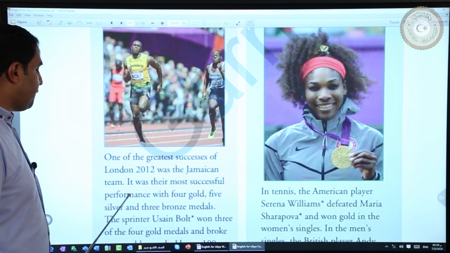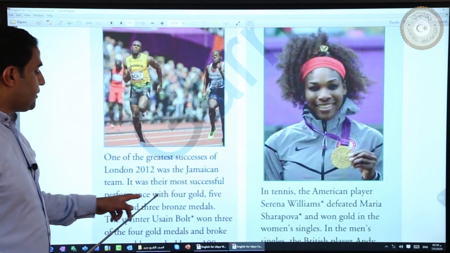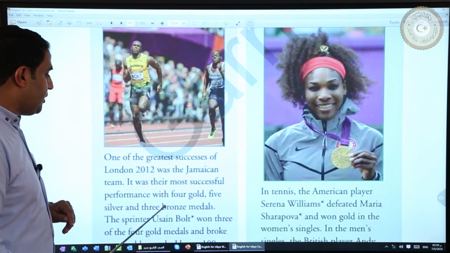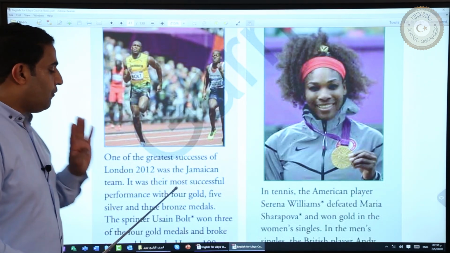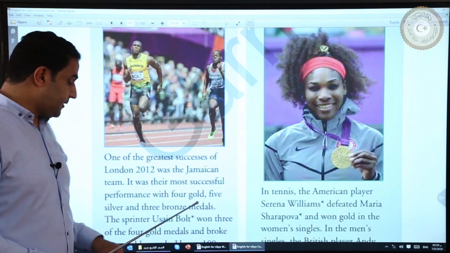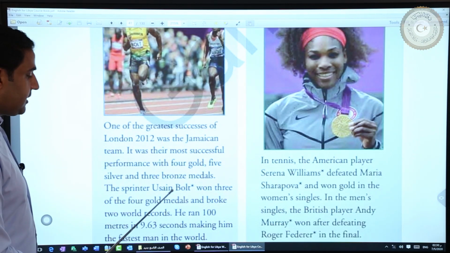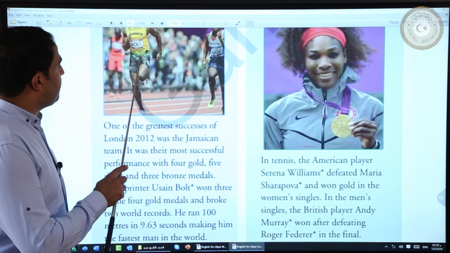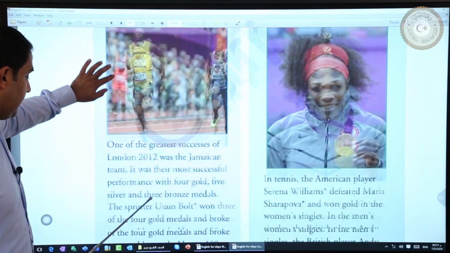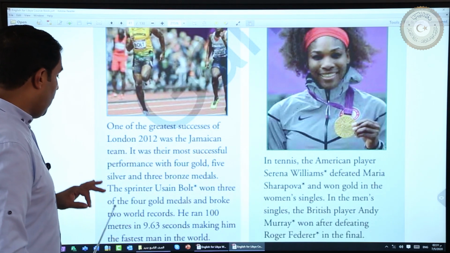It was their most successful performance. What's the meaning of performance? الأداء. Very good. Performance with 4 gold, 5 silver, and 3 bronze medals. So they got 4 gold medals, 5 silver medals, and 3 bronze medals. The sprinter, Usain Bolt. What's the meaning of sprinter? This is a sprinter. This is called sprinter here. Al-Adda. Very good. Excellent.